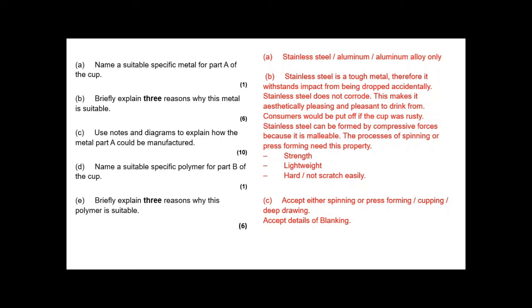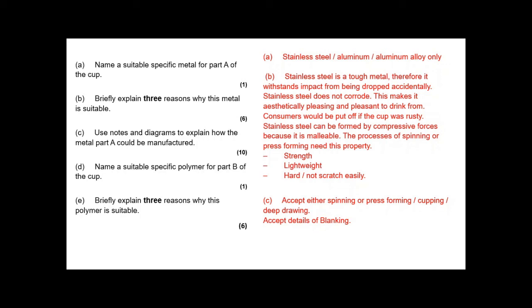Explain 3 reasons why this metal is suitable. It's tough, therefore it withstands impact, so it can't be dropped. Doesn't corrode, doesn't rust. It looks quite nice, it's aesthetically pleasing and easy to drink from. You'd be put off if it was rusty, so you wouldn't pick something that rusts. It's malleable, so it's easy to be formed. So any of those types of things would be fine. Again, so obviously 3 reasons why it's suitable at 6 marks. 3 reasons and then back that up with an explanation as well.